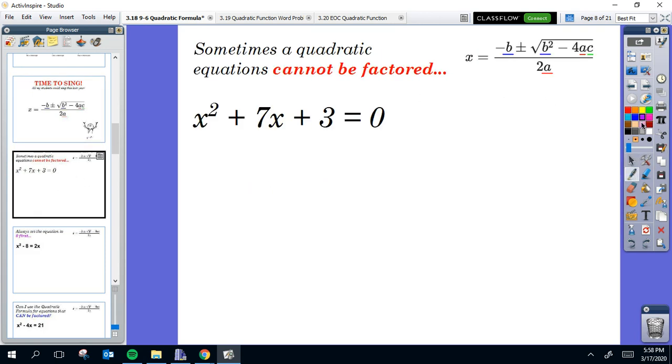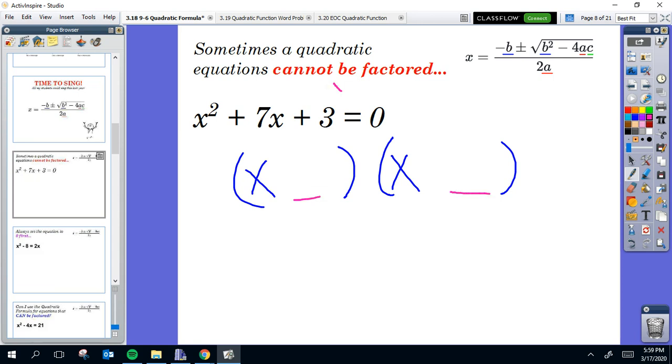All right, so let's begin our application. I'm going to begin with a standard quadratic function. And this one says sometimes a quadratic equation cannot be factored. So if this could be factored, technically it would be a level 1 question. I would draw two binomials, stick my variable x in both sets of parentheses, and try to figure out what multiplies to equal 3 and adds to equal 7. However, if you think about it, there's nothing that would multiply to equal 3 and add to equal 7. So this is not factorable.